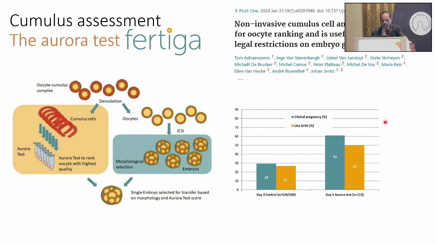Here, what they say is that whenever we get the oocytes, we denude them, send the cumulus cells to the company in an individual PCR tube, and then proceed with ICSI. On day 3, when you have embryos, you will also receive the Aurora score from the company, which will help in selecting the good quality embryo. The results are quite interesting: the clinical pregnancy as well as live birth rates are almost double when this technology is used for selecting the embryo.